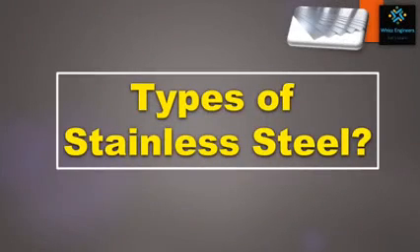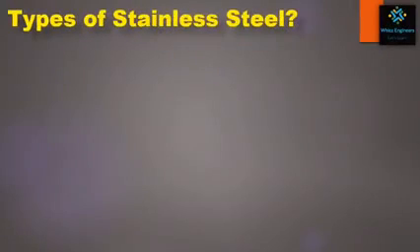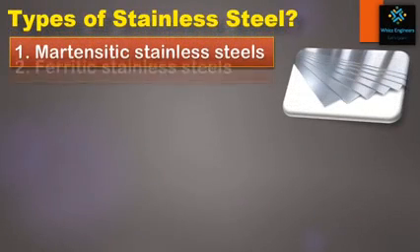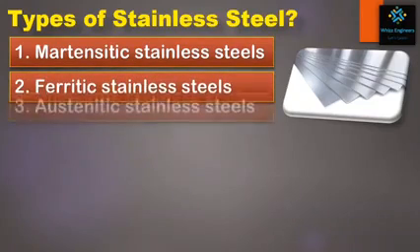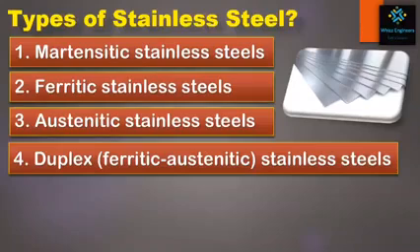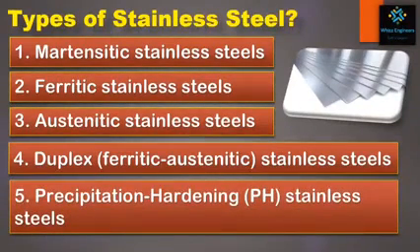Now we'll see the types of stainless steel. So steel can be classified into 5 different classes. So first one is martensitic stainless steel, second ferritic stainless steel, third austenitic stainless steel, fourth duplex stainless steel, and fifth is precipitation hardening stainless steel.